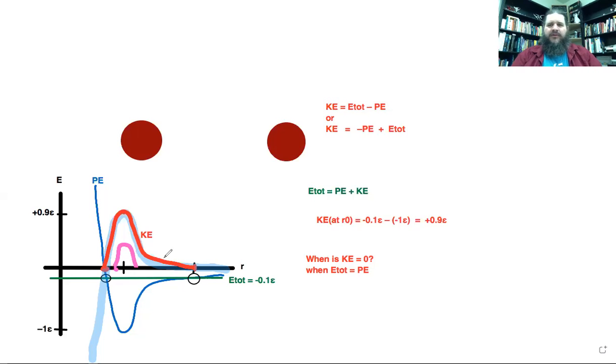So where are they spending most of their time? If these particles are higher energy, which region are they spending most of their time in? Closer in, further out, near equilibrium? What do you think?